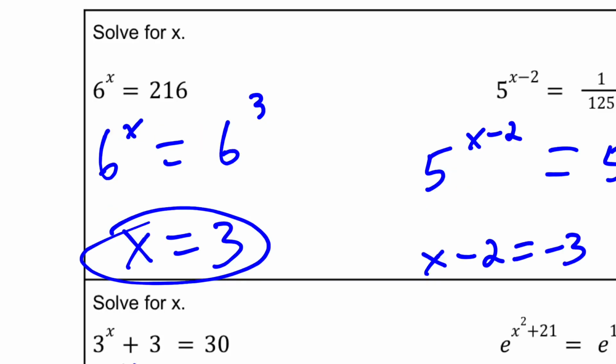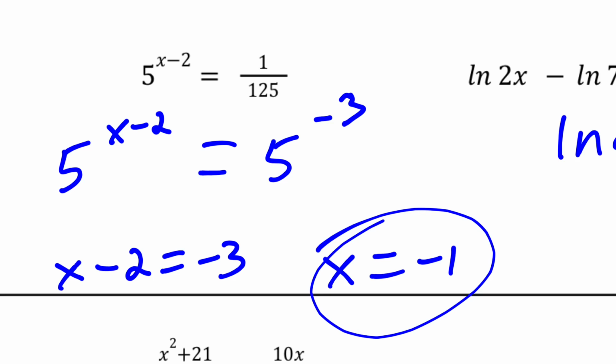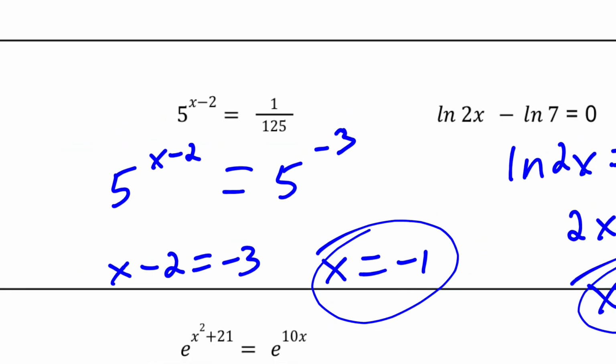If 6 to some power is 216, we can change 216 to a base of 6, and then x has to equal 3. We can do the same thing with 1 over 125. We change it to a base 5. Our exponent there is going to be -3. And we set x minus 2 equal to negative 3, and we solve for x, negative 1.